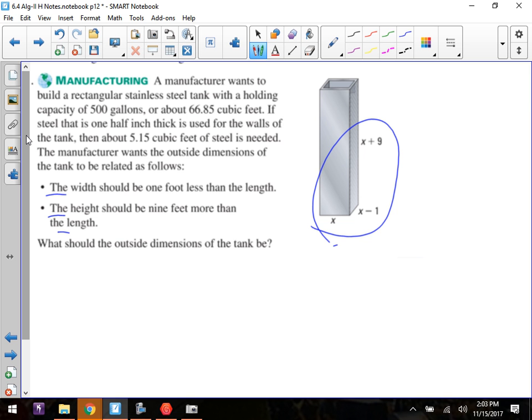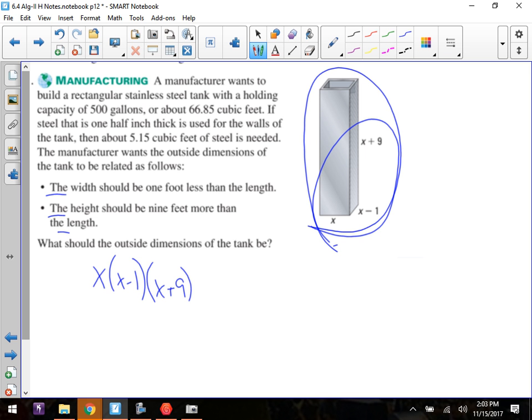All right, so the overall volume of this would be equal to those three things multiplied together. Now, this gives you the volume capacity of everything on the inside. So you've got your x, x minus 1, and x plus 9. Now, the volume of the whole inside chunk is like the holding capacity. That's what they're talking about, that 500 gallons. How much can you put in that steel prism?